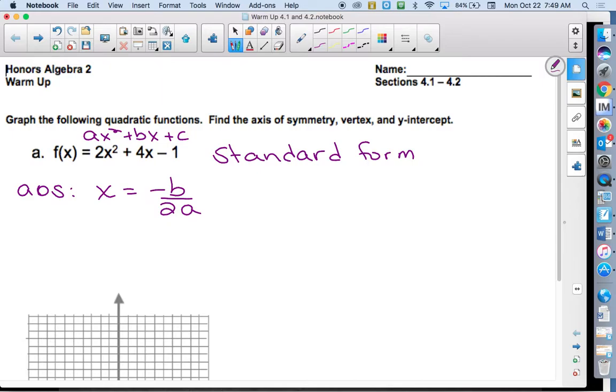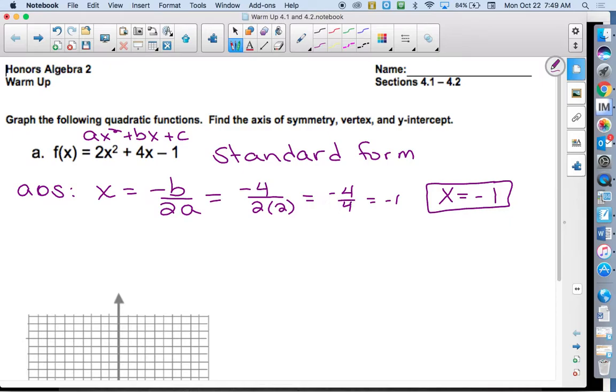Those letters are in the problem. The numbers represent the a and the b values. So negative b would be negative 4, and a is positive 2. So Emma, negative 4 divided by 4 is negative 1. So the axis of symmetry is at x equals negative 1. That's the line that cuts our graph in half.